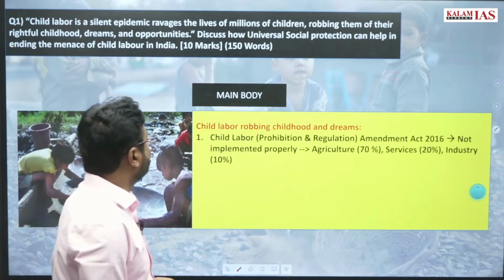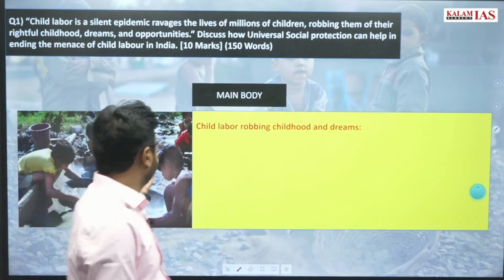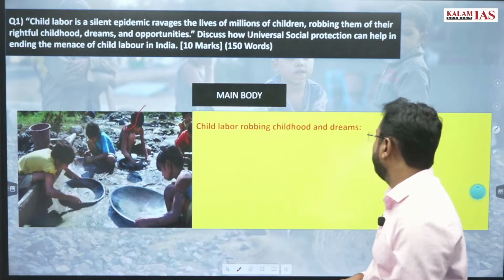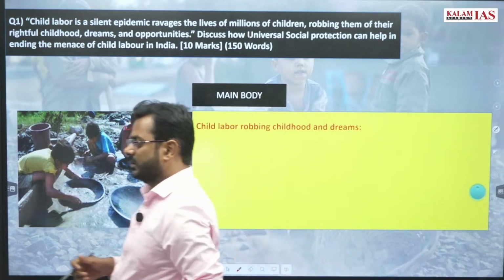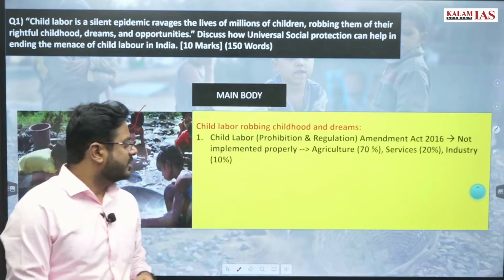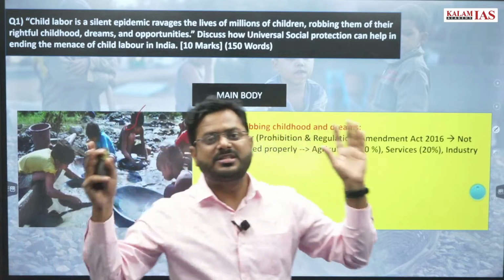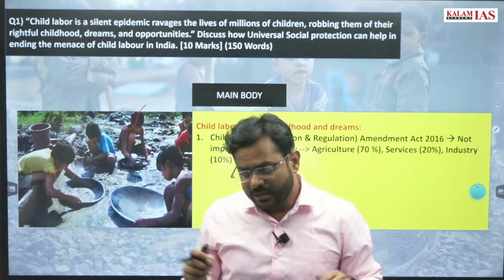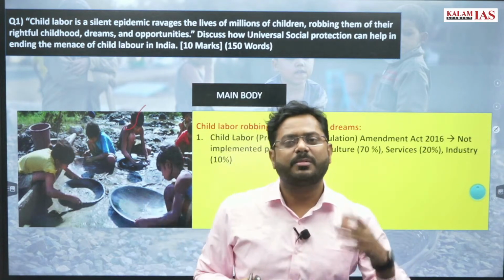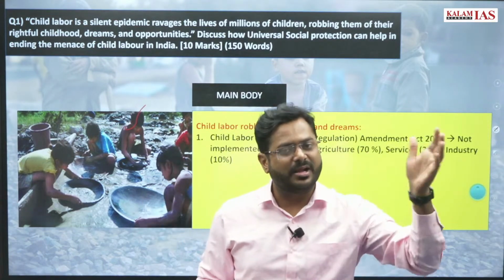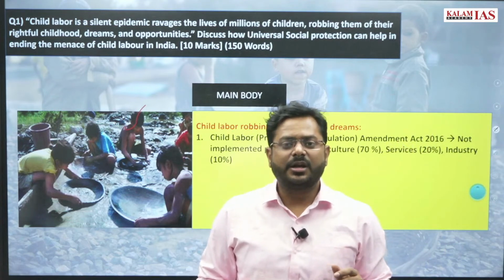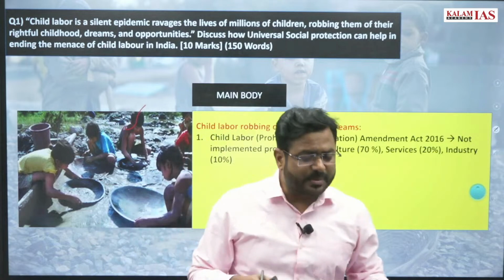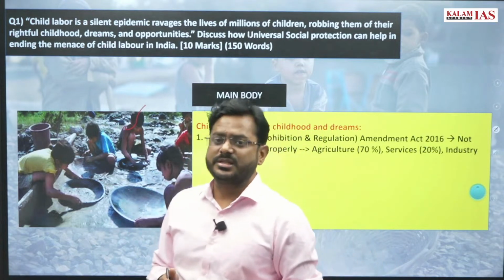That child labor is robbing. How do you say that this child labor is robbing childhood and the dreams? You can say that of the total child labor in our country, 70% of the children are employed in the agriculture sector, 20% are employed in the service sector, and 10% are employed in the industry sector.